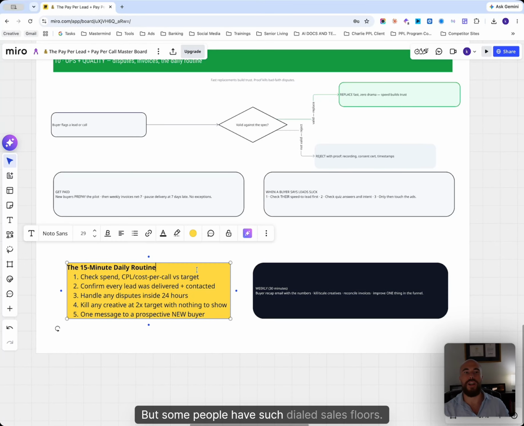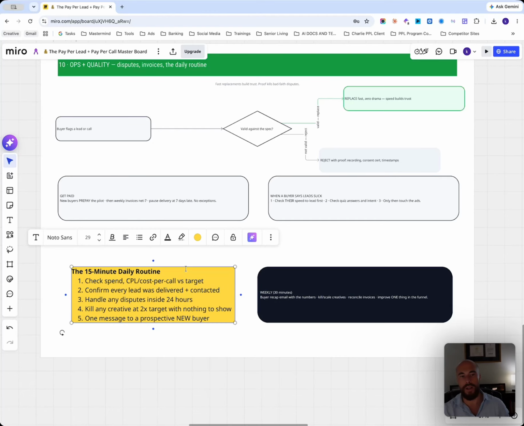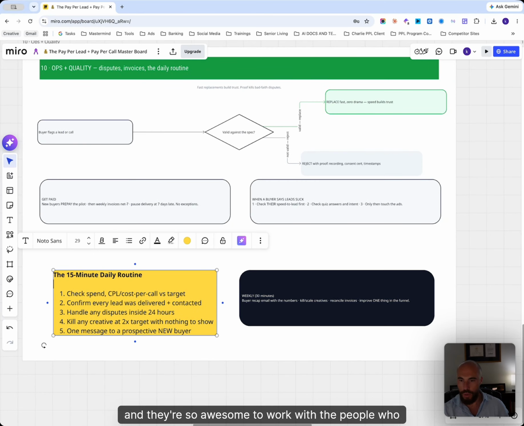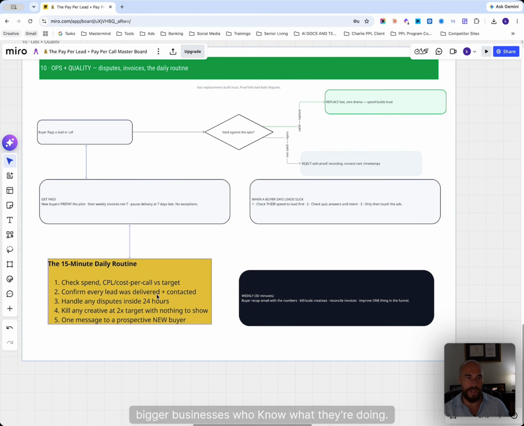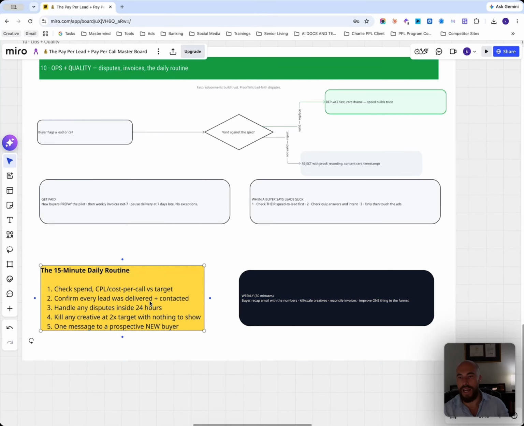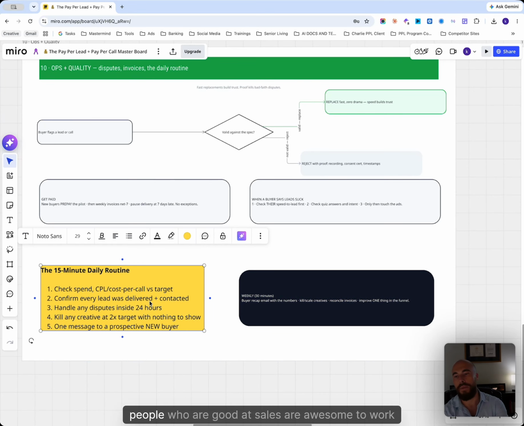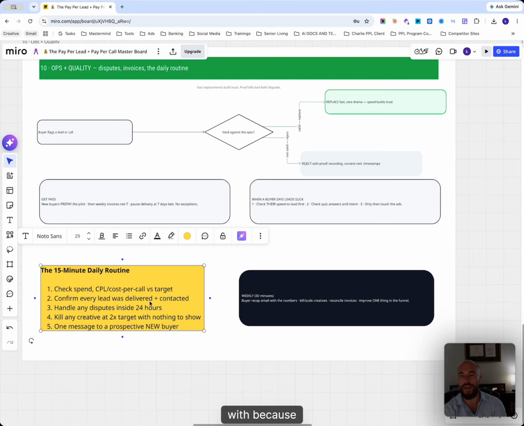But some people have such dialed sales floors. I've worked with people that have such awesome sales teams, and they're awesome to work with. The people who have bigger businesses, who know what they're doing. And people who are good at sales are awesome to work with because they will tell you where the leads are dropping off. And it's good. Don't look at these people like you're competing with them. You're trying to help them, and you want to know from their reps exactly how the leads are doing. So get in touch with the reps, get built into their sales squad, understand how their business works.